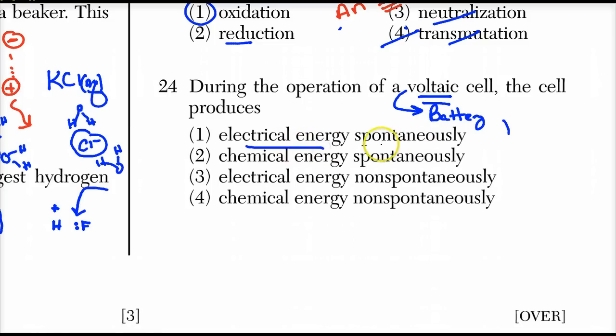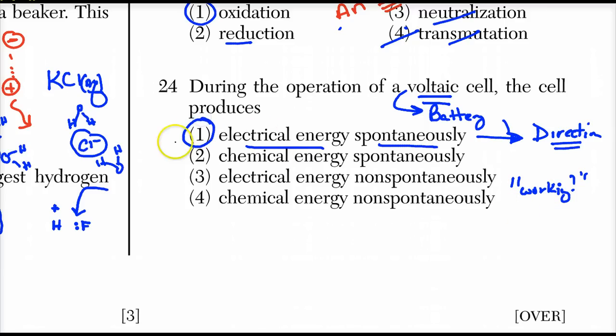Now the word spontaneously doesn't mean it just happens by itself. It happens because of an arrangement of the correct chemicals. But spontaneous is a direction, and it means that direction is happening. Is the battery working? A nice way to think of spontaneous is, is it working? So during the operation, the cell produces electrical energy spontaneously. That's the whole idea behind the battery.